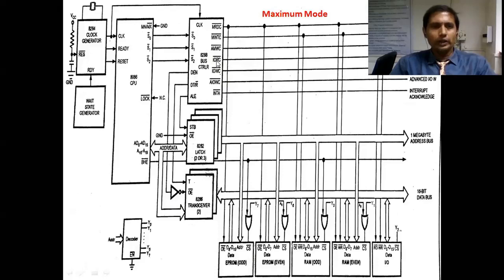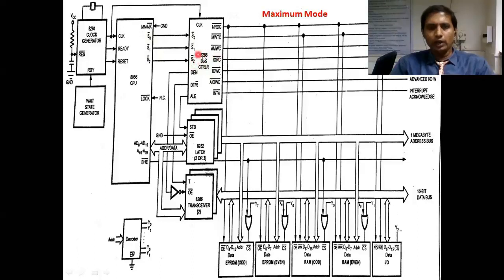Now coming to the first point here, here also we have clock, ready and reset. These three are coming from the external clock generator. So in maximum mode there are three status lines, S0 bar, S1 bar and S2 bar. These three are connected to the external bus controller. The external bus controller also has S0 bar, S1 bar and S2 bar, so these three are connected to these three pins of the external bus controller.